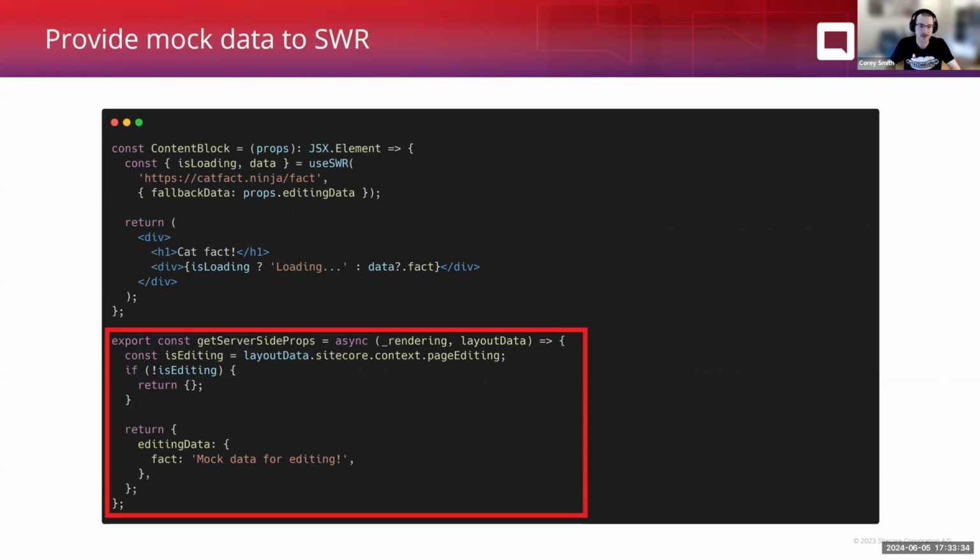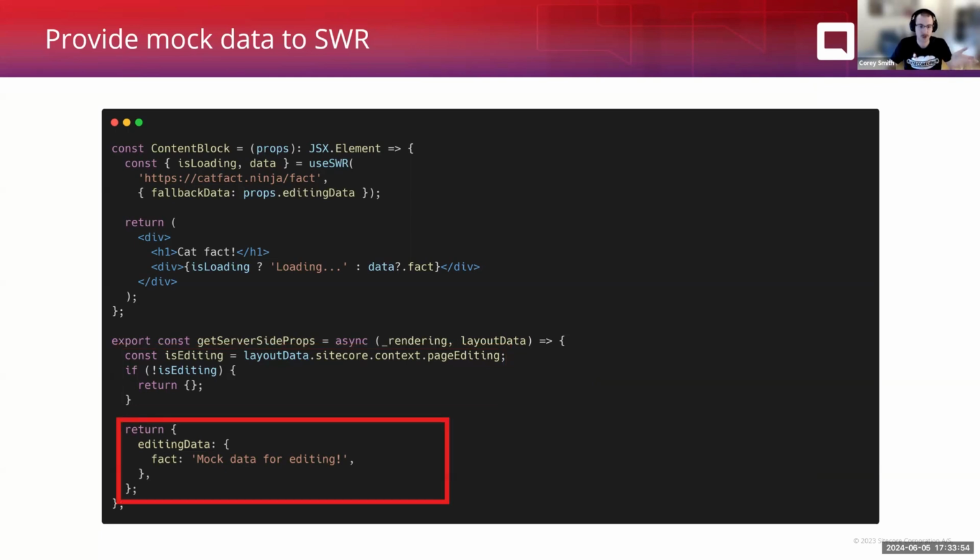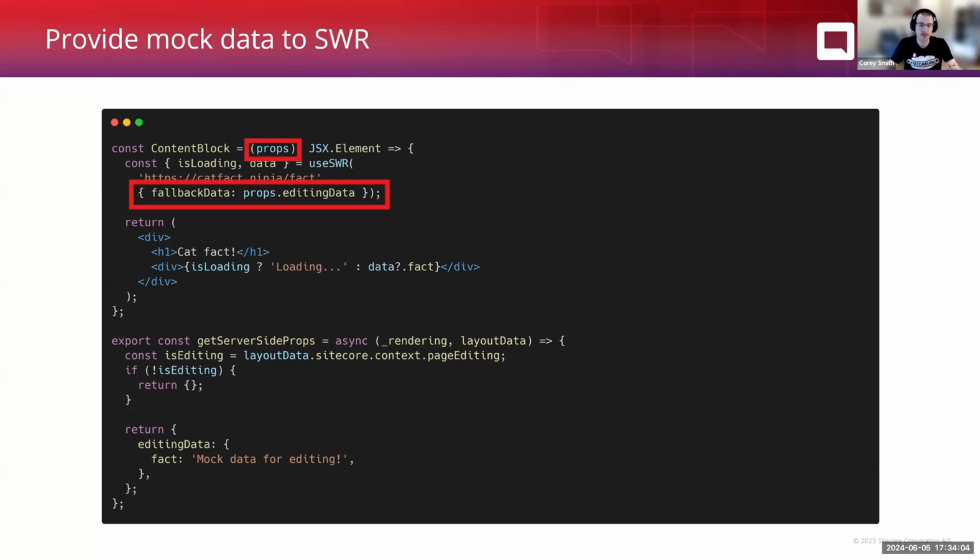Inside of this, the first thing we check is, are we in the experience editor? If we're in the experience editor, then we'll do some work. But if we're not in the experience editor, don't return anything, because we don't want the normal user flows to be affected. But when we are in the experience editor, we can do something as simple as just return an object that's got some editing data, just some representative data like this. Like I said before, this will get passed as a prop down to your component, and then you can take advantage of a really cool SWR feature called fallback data.